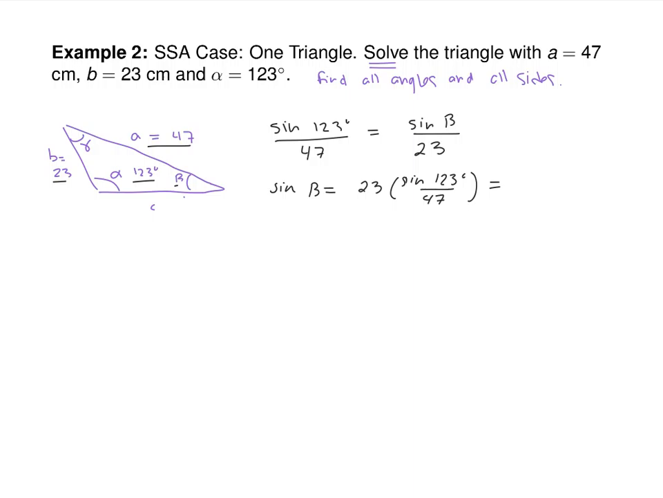0.4104. I got 0.4104, is that what you got? And then to find beta, beta will be sine inverse of 0.4104. And what do you get for that? I got 24.2. Okay.